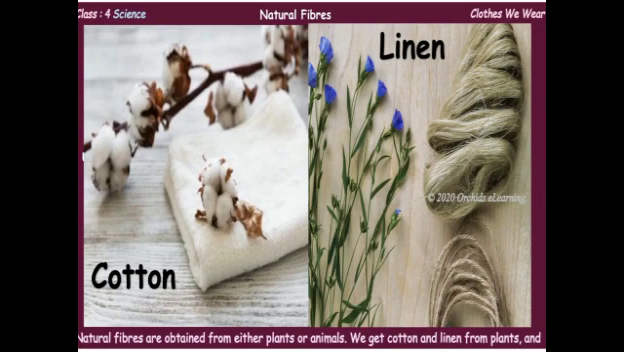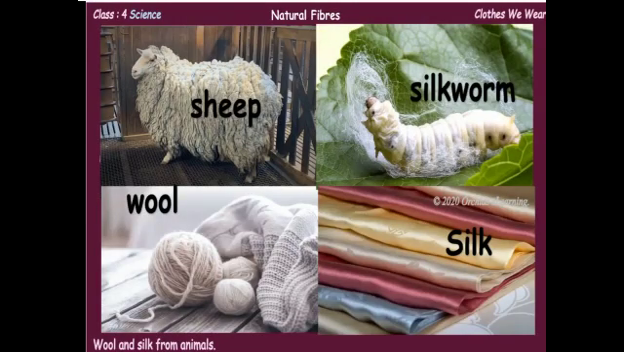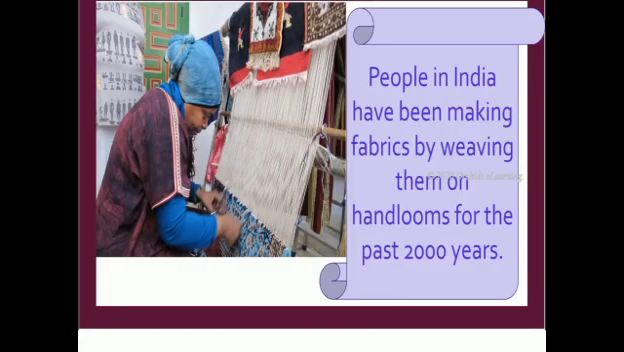Natural fibers are obtained from either plants or animals. We get cotton and linen from plants, and wool and silk from animals. We get wool from sheep and we get silk from silkworms. Next, dear students, cotton and jute are natural fibers obtained from plants. Wool and silk are natural fibers obtained from animals. People in India have been making fabrics by weaving them on handlooms for the last 2000 years.